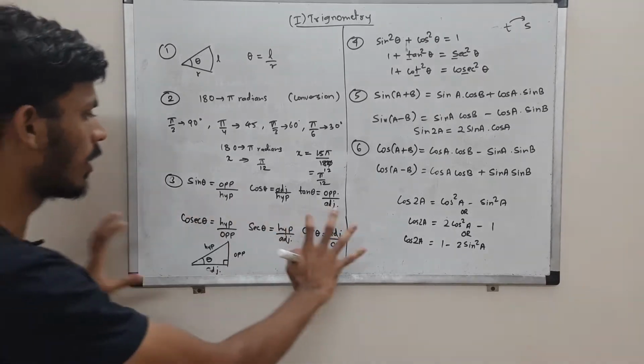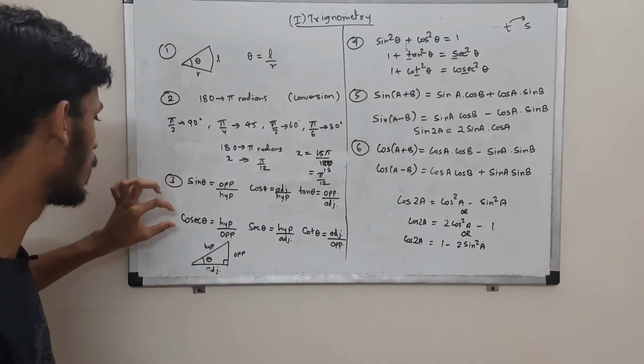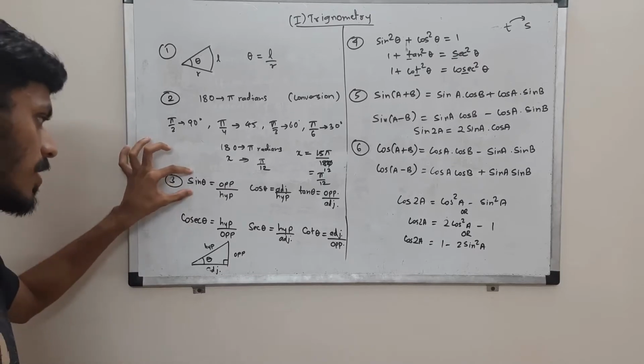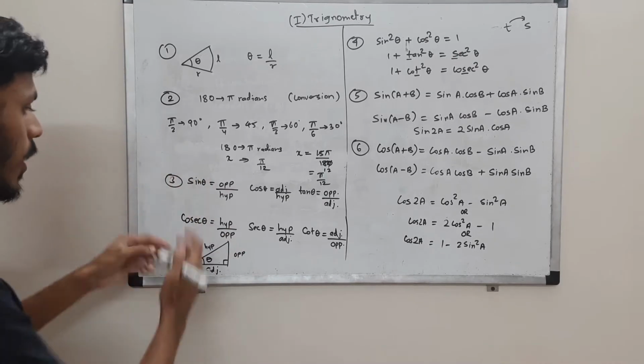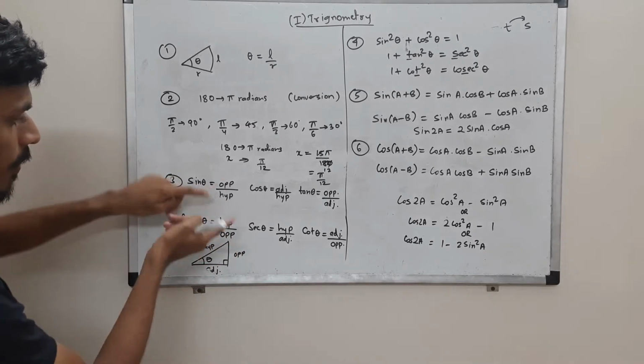Now the other three ratios are basically the reciprocals. Cosec theta is the reciprocal of sin theta, so you can see the flip over. Cosec theta is hypotenuse upon opposite. You can see the flip over, right?